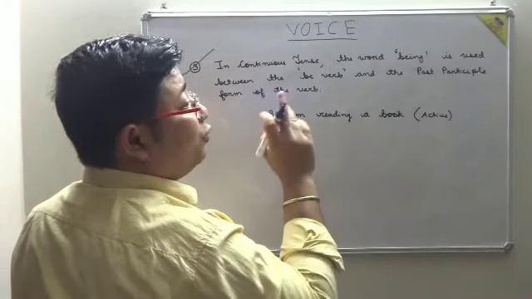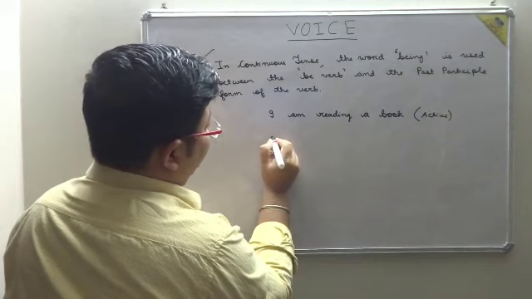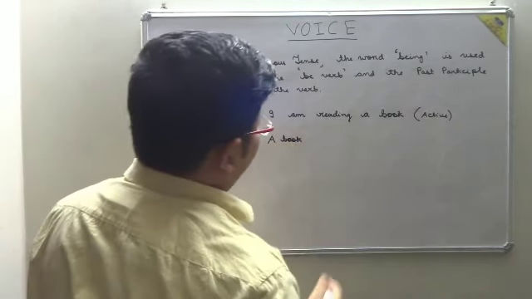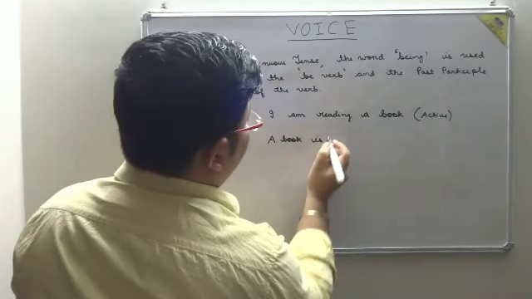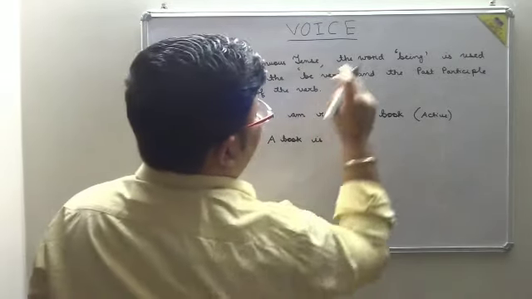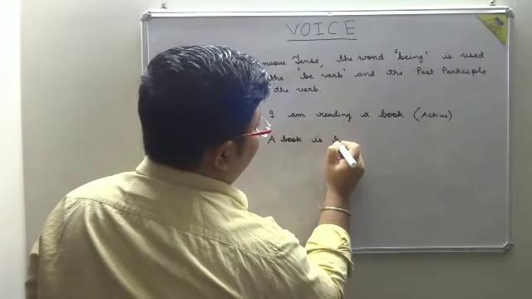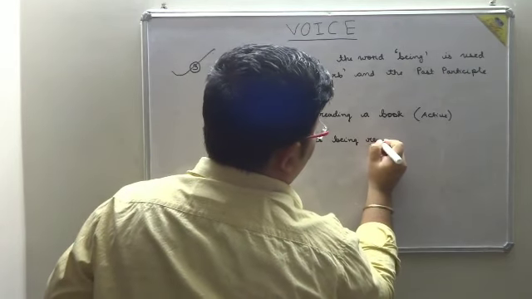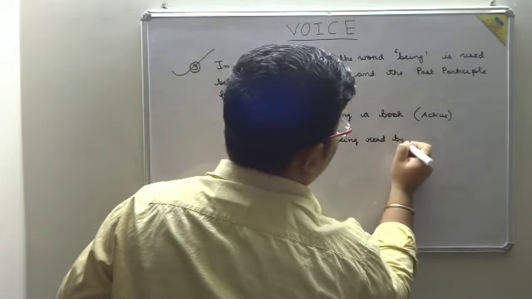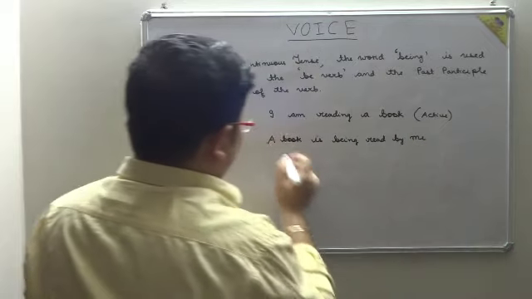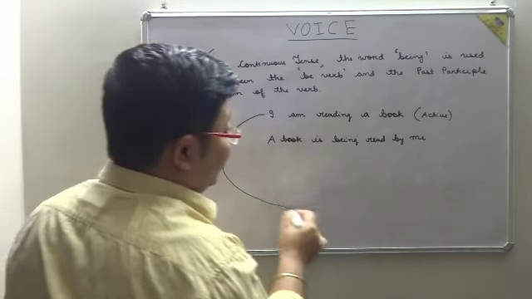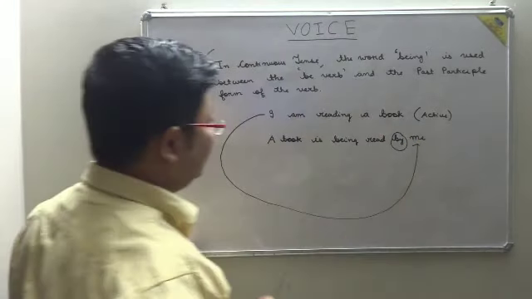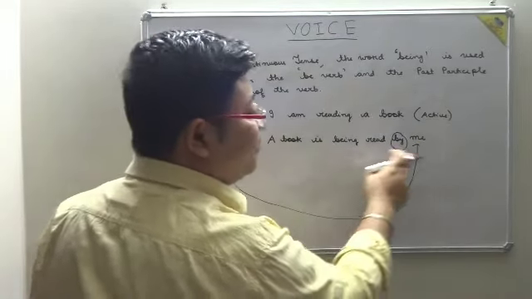Now our rule 1 and rule 2 will come here. A book is the be verb. A book is, then being will come. Being, a book is being read by me. Read by me. The subject in the active voice becomes the object preceded by the preposition. I am reading a book. A book is being read by me.